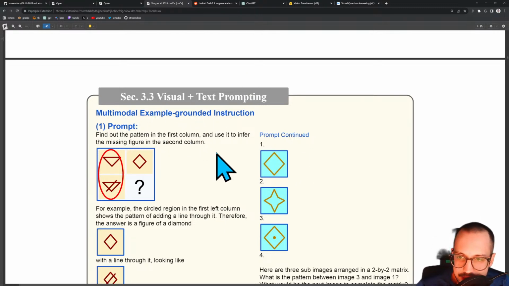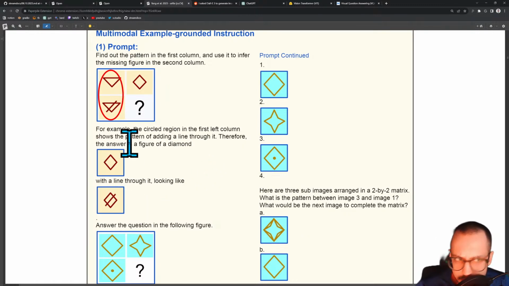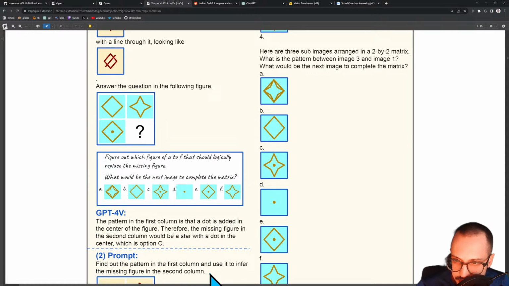Find out the pattern in the missing column. Circled region. Okay, so you have that and then line. Okay, so I mean, that seems correct.